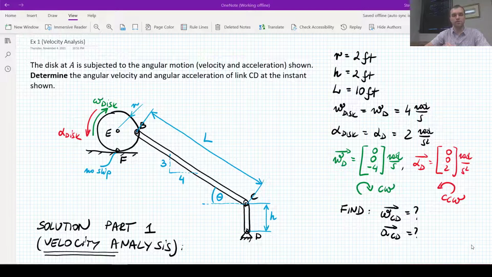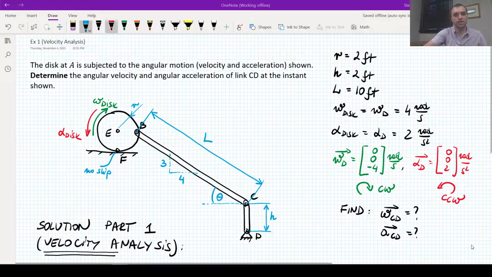Hello everybody. In this video, we will run a velocity analysis for the mechanism presented in the picture. So, feel free to pause the video and read and understand the problem statement before we start our solution.